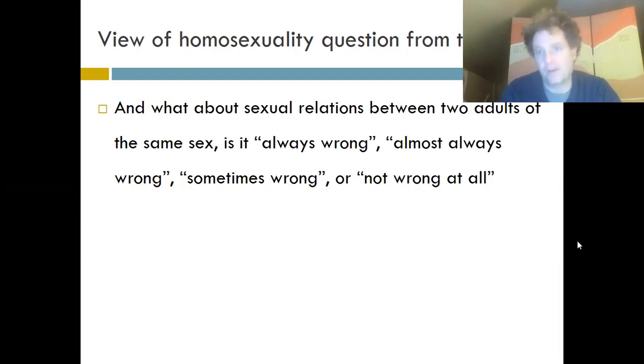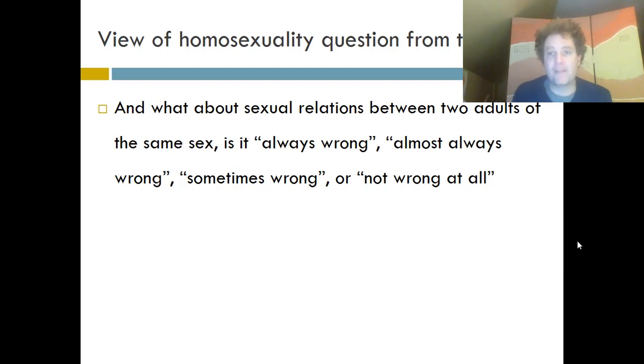The interviewer is sitting down with the person and they ask them this question: "Now, what about sexual relations between 2 adults of the same sex? Is it always wrong, almost always wrong, sometimes wrong, or not wrong at all?" And then the interviewee can respond and say, oh, I think it's this, or I think it's that, right?